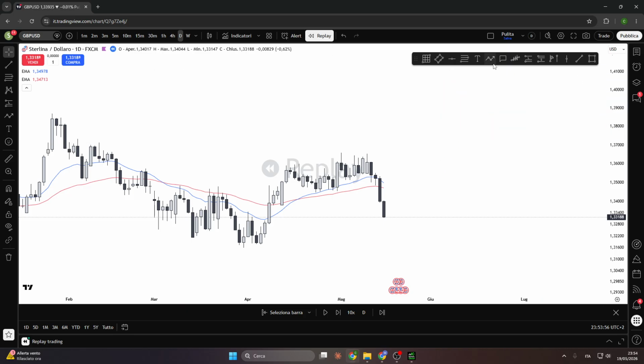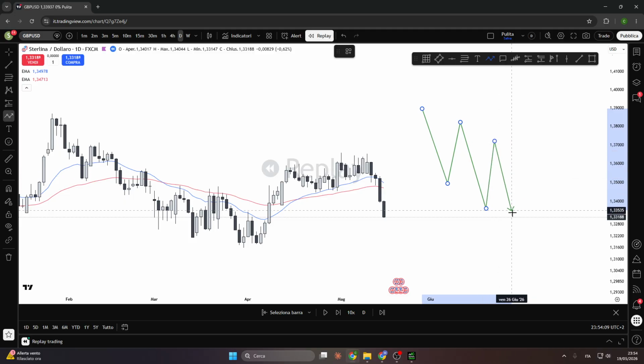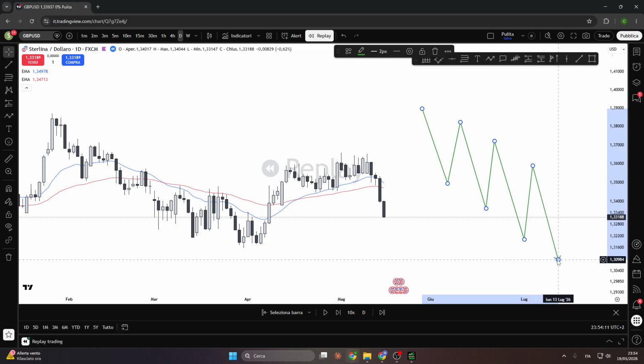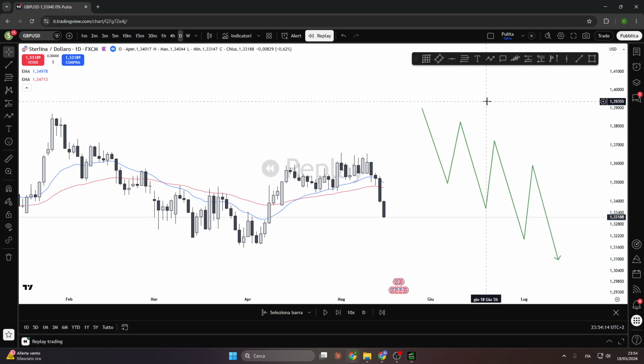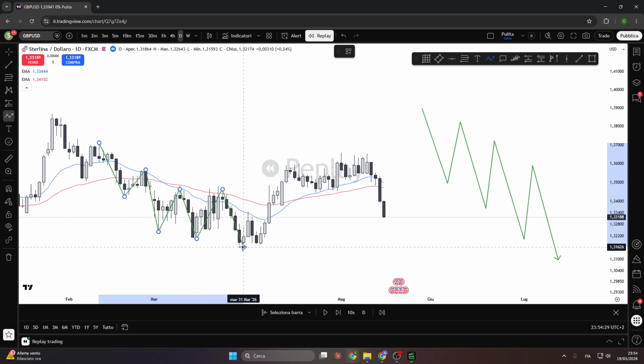How does price move? Price moves in a trend. Price goes down, then does a retracement, then expands another time, retraces, expands, retraces, expands. This is a downtrend. On the downtrend, price expands on the downside and retraces on the upside. That's what it does all the time. If you see here, price expands, retraces, expands, retraces, expands, retraces, expands. That's all price does all the time.